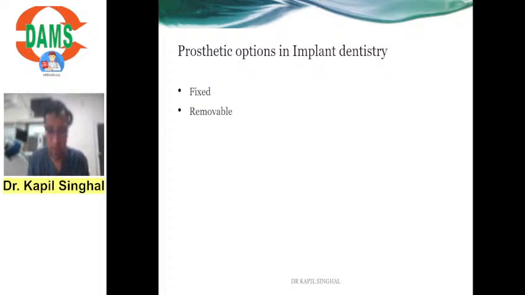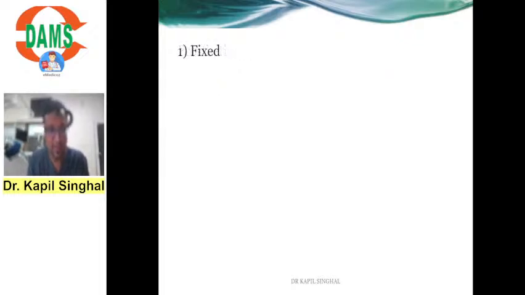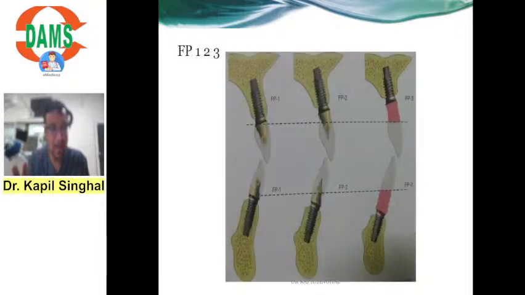First, let's discuss the different types of fixed prosthesis. There are three types of fixed prosthesis, that is FP1, that is fixed prosthesis 1, FP2, that is fixed prosthesis 2, and FP3, that is fixed prosthesis 3. FP1 is the most ideal condition.